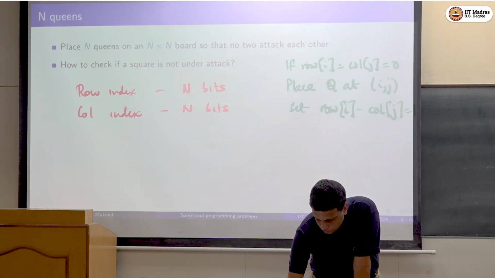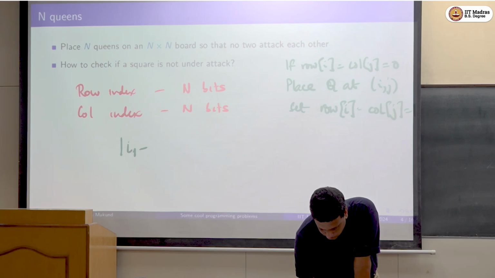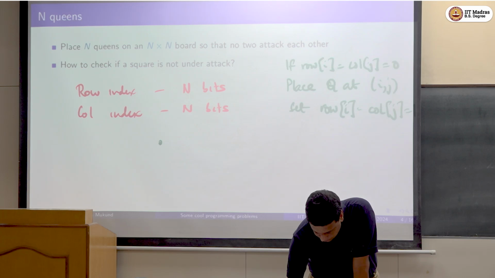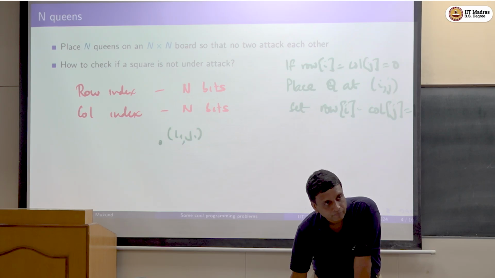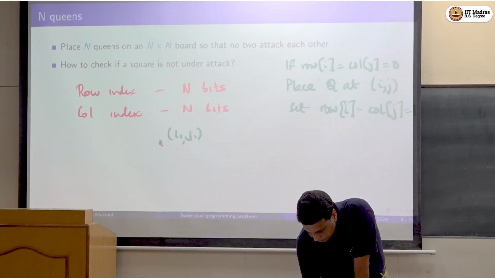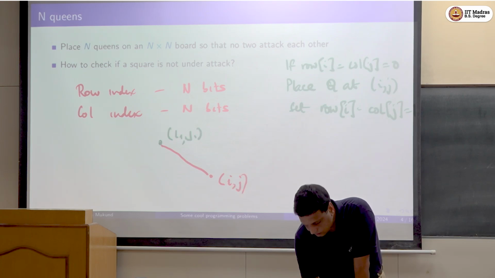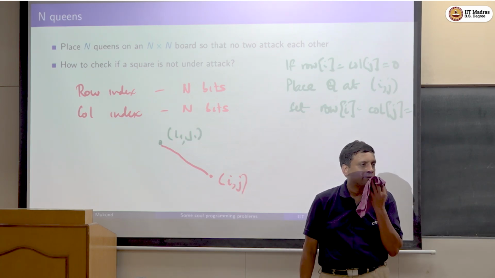So let's look at that thing. So what did we say? So let's remove these absolute values. So let us do a concrete case. So this is a queen at I1, J1, and this is the square which I am examining.